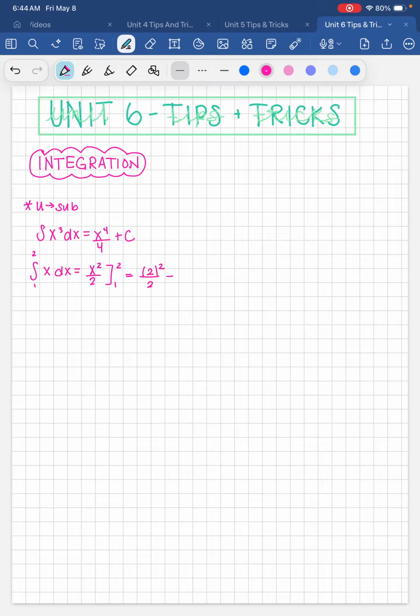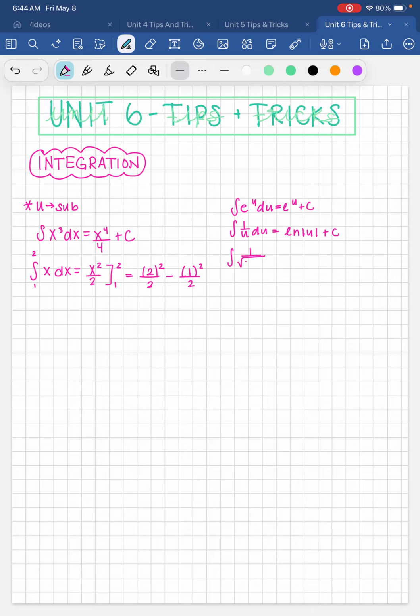You also should know these types of integrals. Exponential integral, 1 over x, which is ln. These are the common ones that you should know. You know what, let me just write them out quickly. The integral of e to the u is e to the u plus c. The integral of 1 over u is ln absolute value of u plus c.